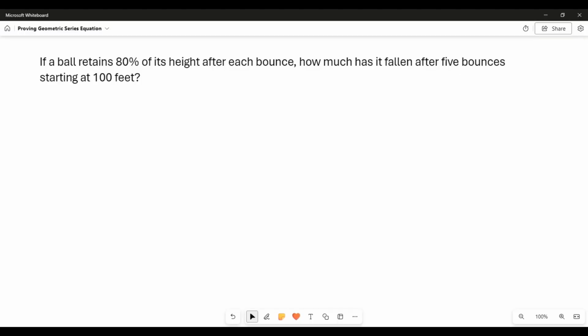Okay. If a ball retains 80% of its height after each bounce, how much has it fallen after 5 bounces, starting at 100 feet? Okay, I'm going to do this problem 2 ways. One, I'm going to do it where we can see it exactly, and then the other is I'm going to use the formula that we just proved on geometric series.